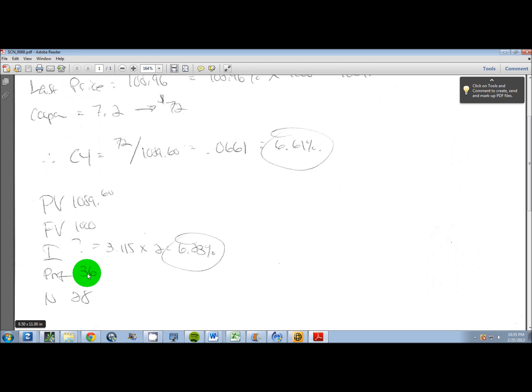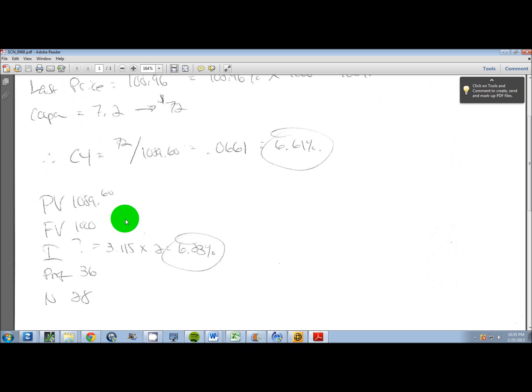And so your payment is 36, your N is 28, because the current date is April 15th, 2009, and the quote tells me it matures April 15th, 2023, so that is a clean 14-year time window, which gives you 28 6-month periods. You crank that out, you get 3.115. That's obviously a semi-annual number, so you multiply that by 2, and you get 6.23%.